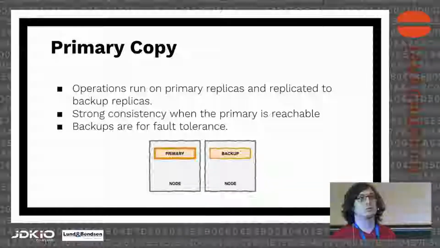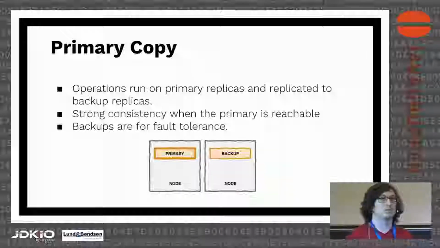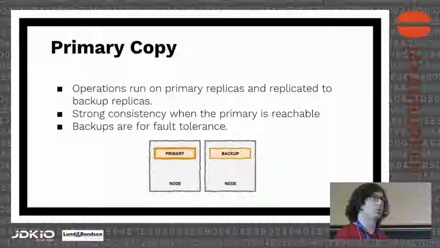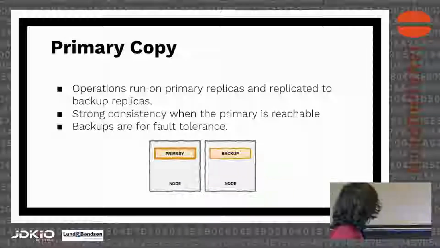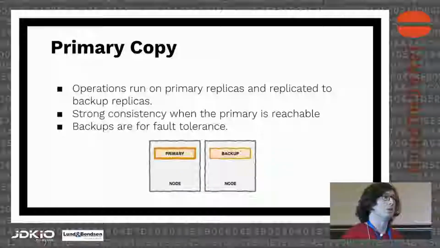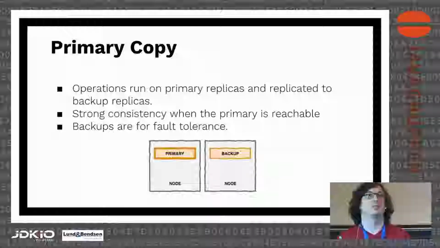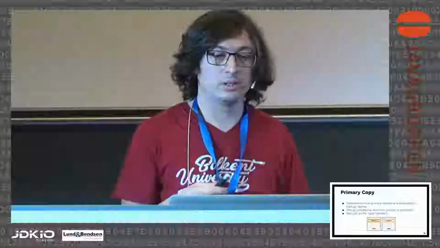So there are no concurrent operations or conflicts on different replicas. And as long as we are able to talk to this primary, we get strong consistency because we always hit the most up-to-date version of our data. And the backup is mostly for fault tolerance. So in this approach, we choose consistency over latency because we always hit the primary for our data operations. And when the primary fails, we temporarily lose availability until we elect a new primary among the remaining replicas.